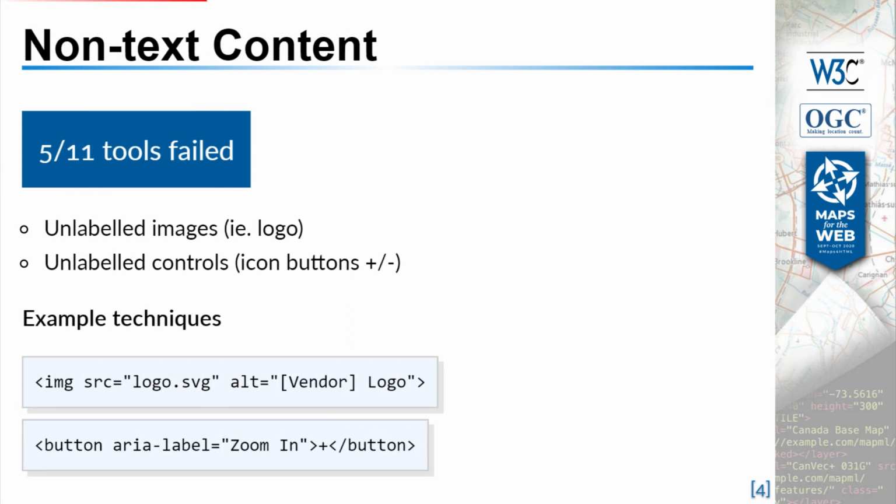Non-text content. 5 out of 11 tools failed. This criterion states that all non-text content has an equivalent text alternative. None of the map tools offer any meaningful text alternative to the map content by default, so on that front, all of the maps would fail, unless context is provided by the site developer.